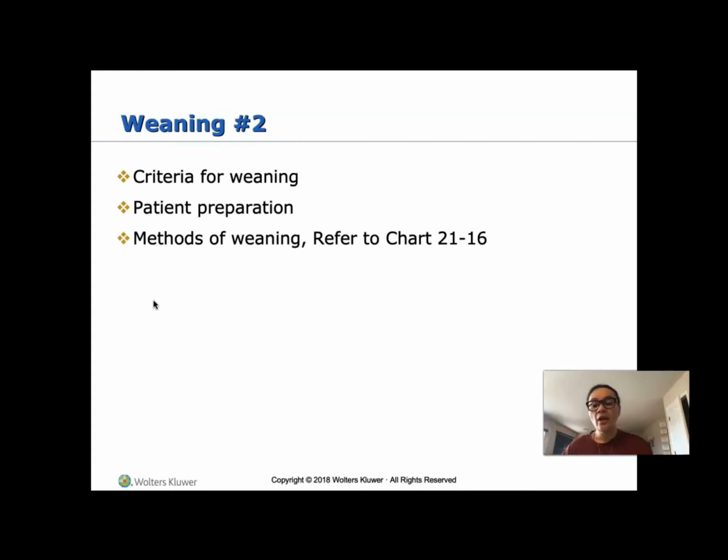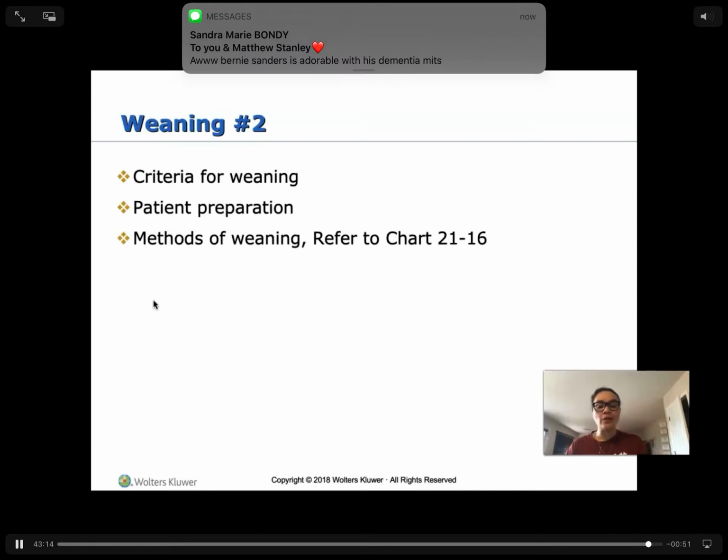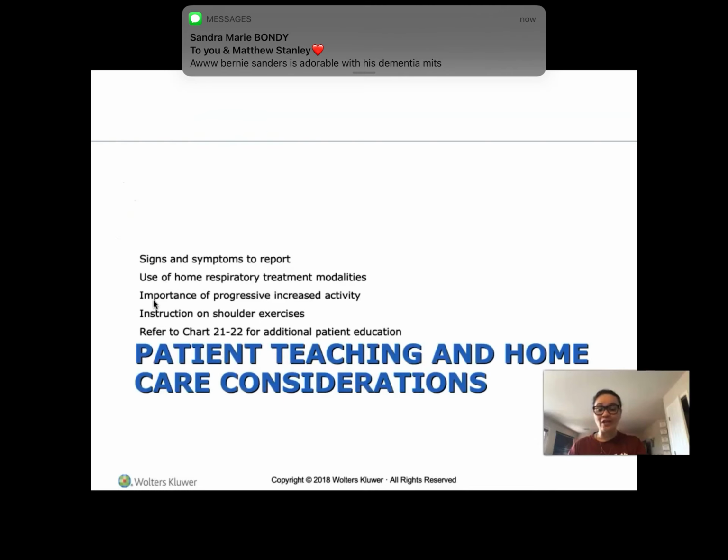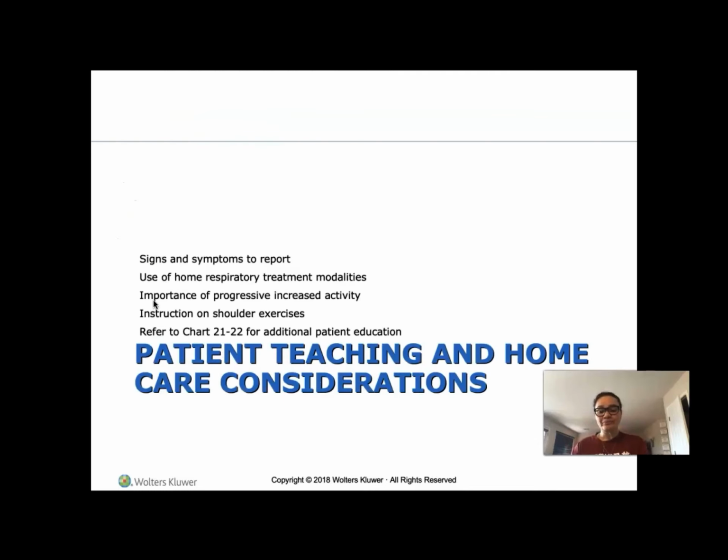We'll try again. Patient preparation, explaining everything to the patient, reassuring them we're doing the best we can, that we're trying, we'll get them there, not to get discouraged. A lot of it's mind. All right. Methods of weaning are in the chart here, and teaching.